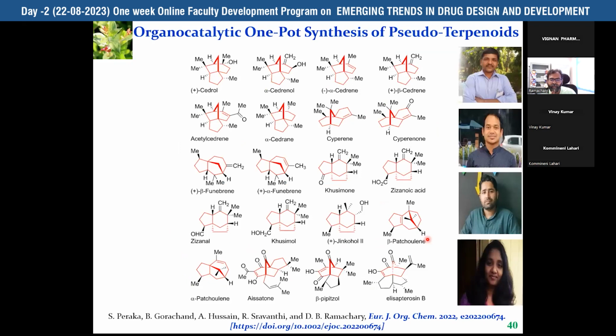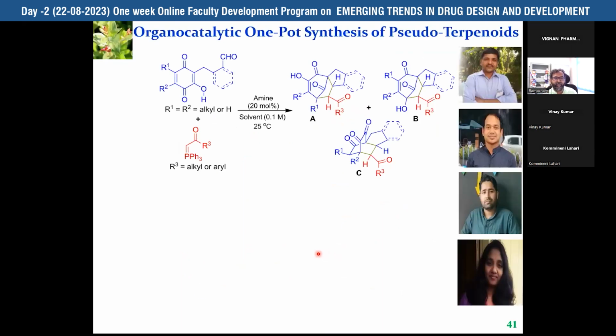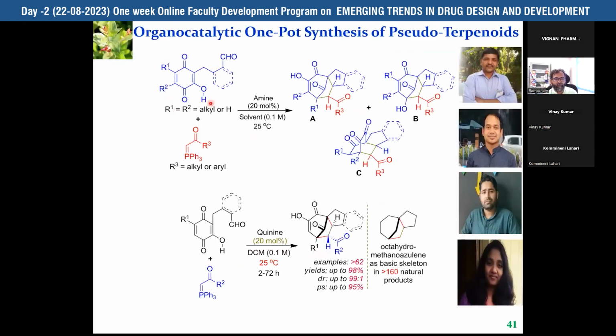And recently, as I told you, we want to develop the one-pot total synthesis of natural products. These are all important natural products. We try to take this kind of quinones and phosphorane, and with remain catalysis these kinds of products can form. But we are able to see it exclusively with the quinine catalyst.